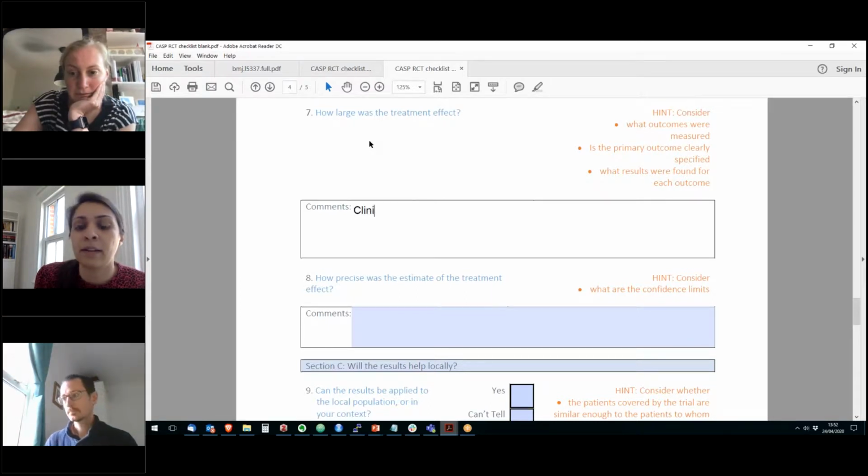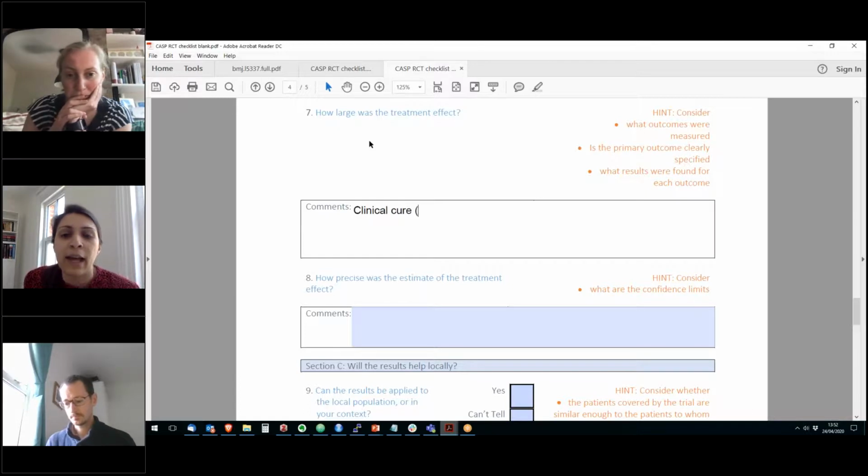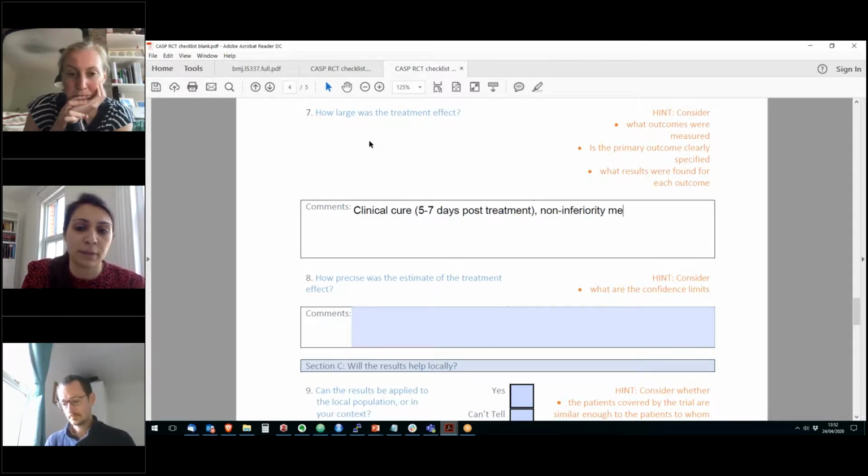Yes. So the clinical cure, and Andy mentioned non-inferior outcome for 5 day course, and the non-inferior outcome was 10% difference between the two groups. So the 10% difference in absolute risk that they were talking about.